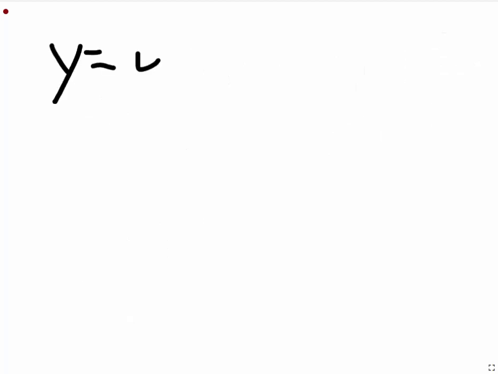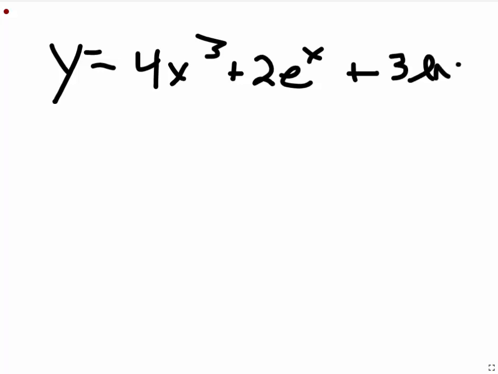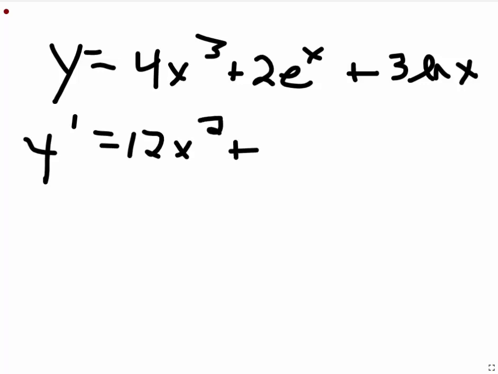Let's say we have 4x cubed plus 2e to the x plus 3 natural log of x, and they want the derivative. So I'm just going to go piece by piece. This is a power rule, 12x squared. That's an exponential, so it just stays exactly the same. And natural log is 1 over x, so I just put it over x. So there you go. That is the first 2 or 3 sections there that you're dealing with special cases.